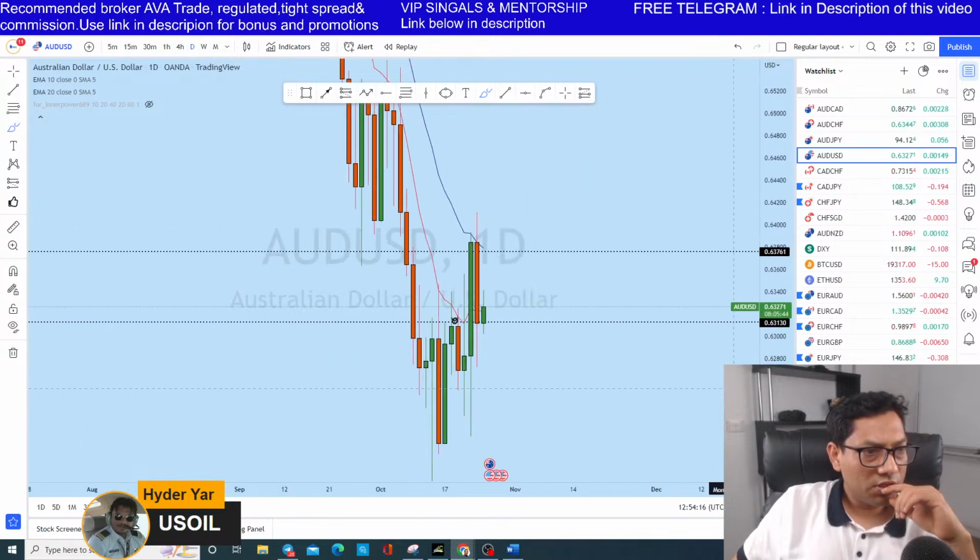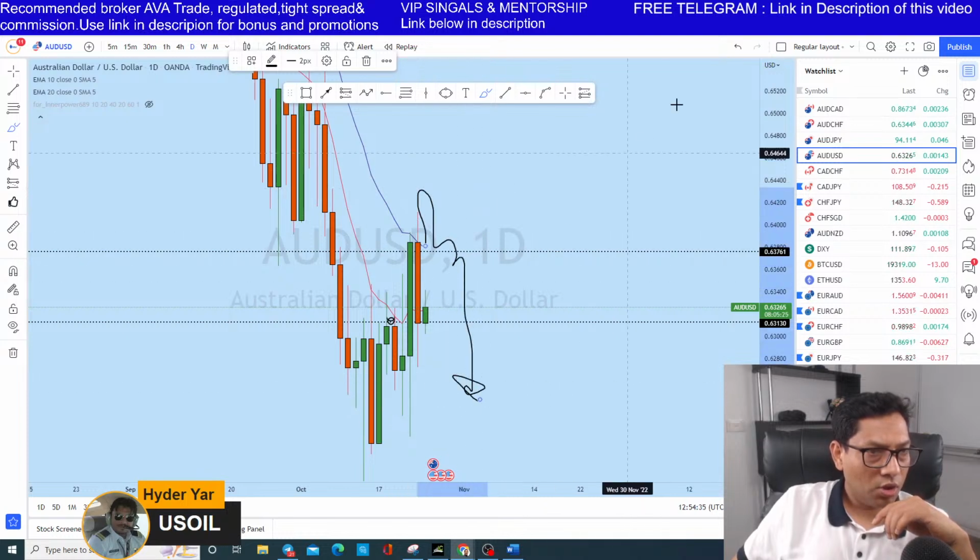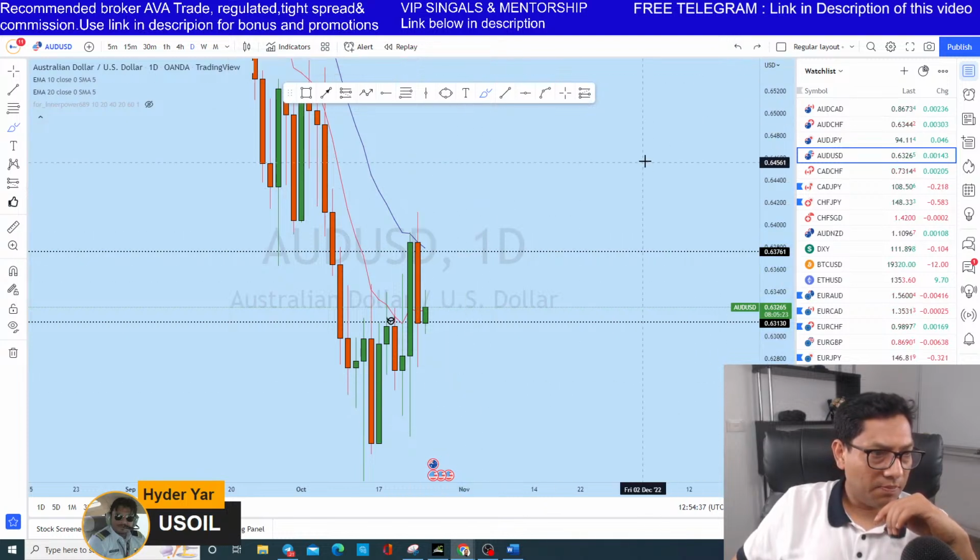For Aussie dollar, you see that the price after the previous day's strong bullish engulfer from this 20, we have seen a rejection, and I think this price will go up again and test this 20 period moving average. Then from here either it will go up or again it will come back down. So we could potentially see some push to the upside on this one as well.